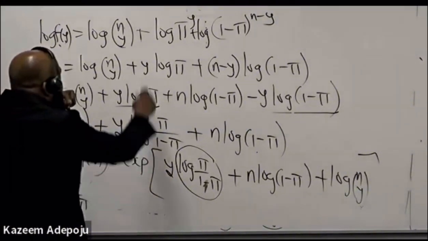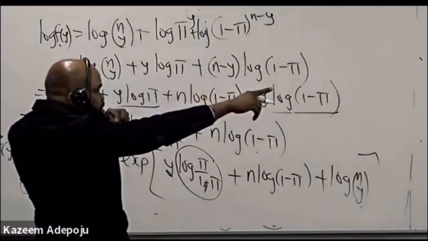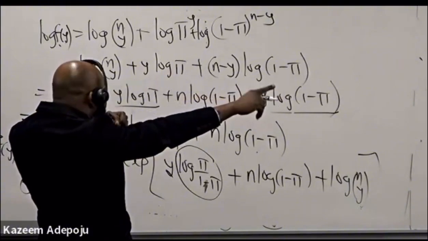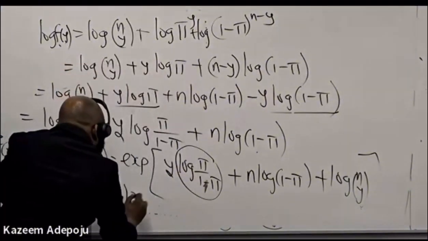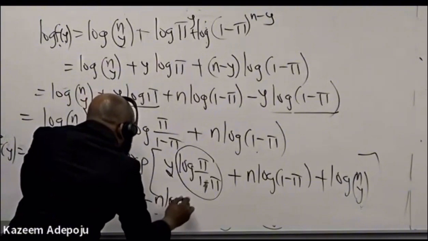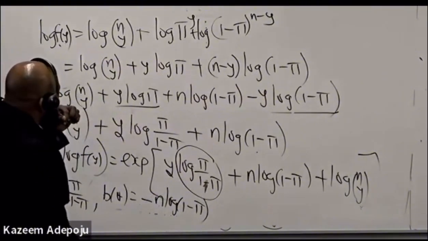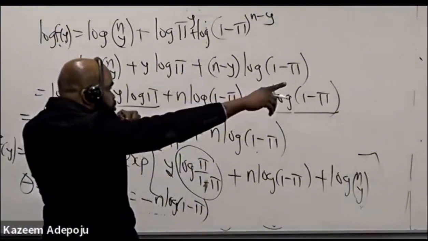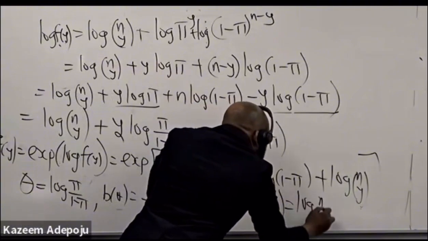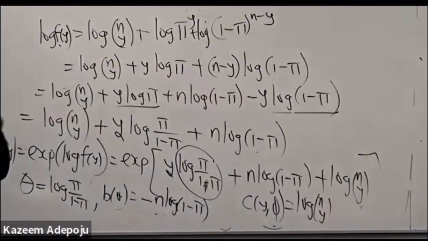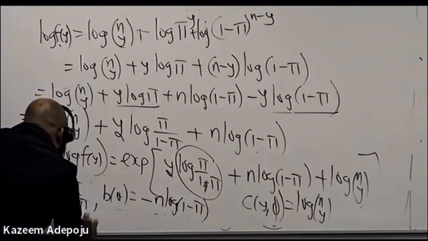Okay. And minus b of theta, as you can see, there's a minus here. Then it means your b of theta equals that. And automatically, your c of y and phi is going to be log this. And your a of phi is going to be 1.